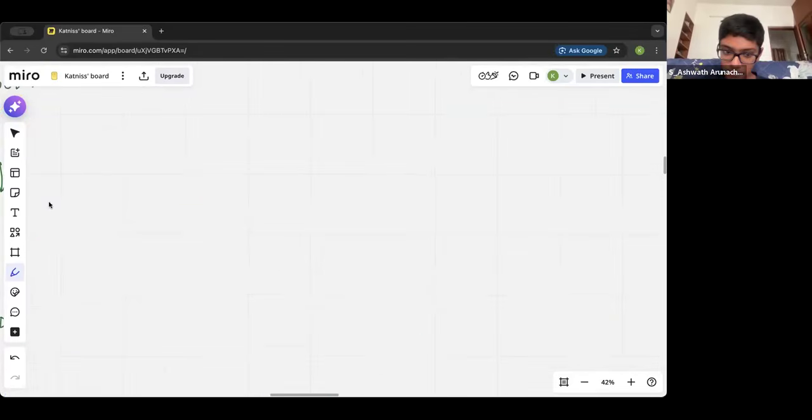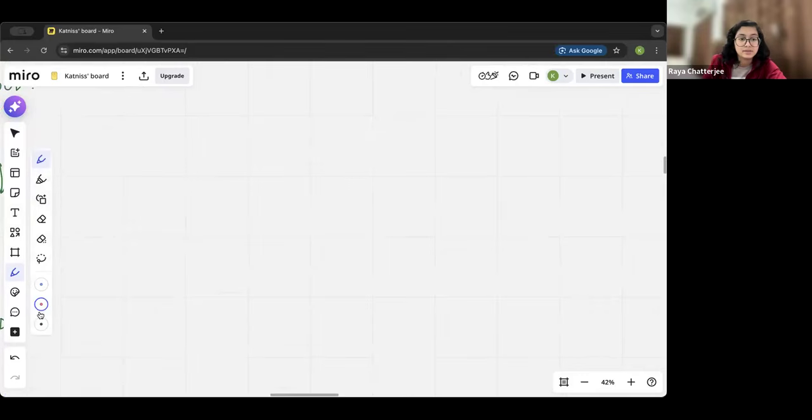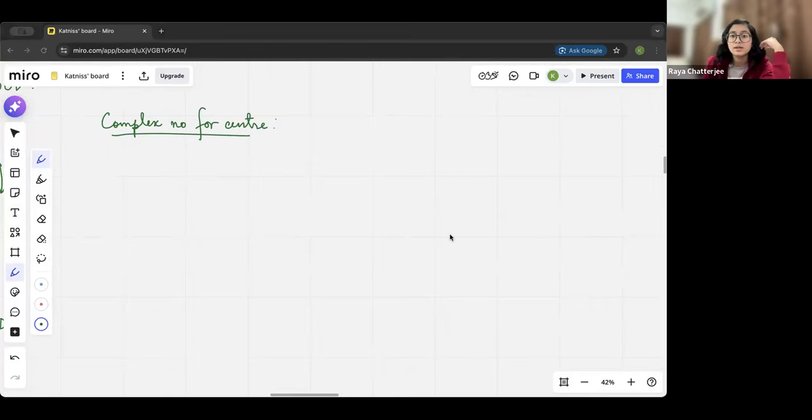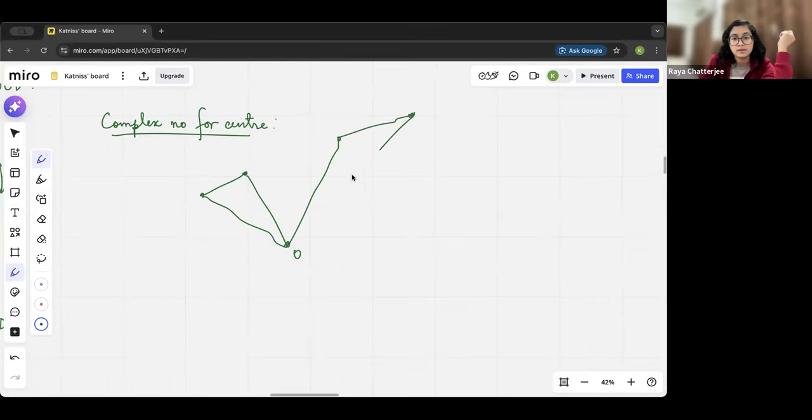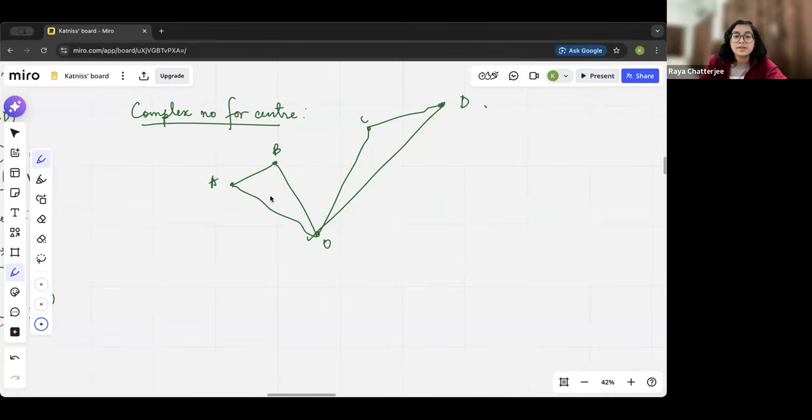Okay. So now I want to find the complex number for the center of spiral similarity. How can I say that the center of spiral similarity is going to be unique? Let us take the same diagram again, with some AB, some O, some CD. These two triangles are similar, so let us take the complex numbers of these to be A, B, C, D.